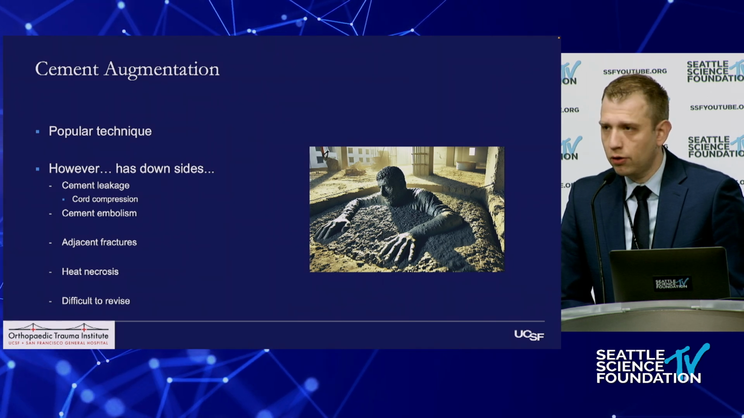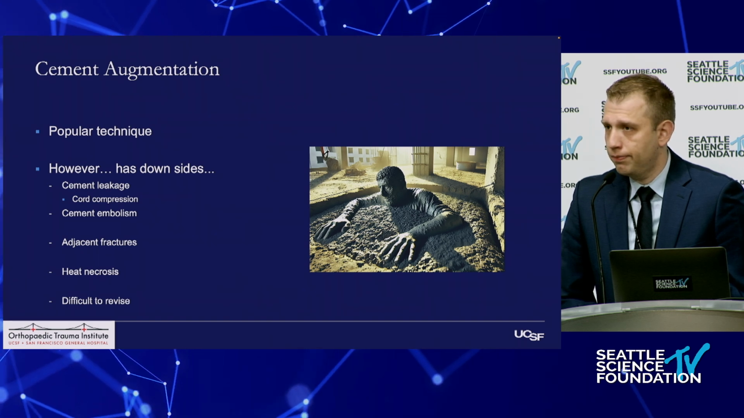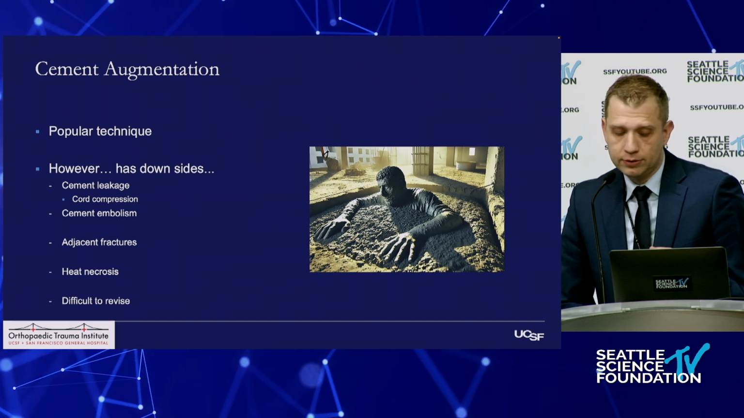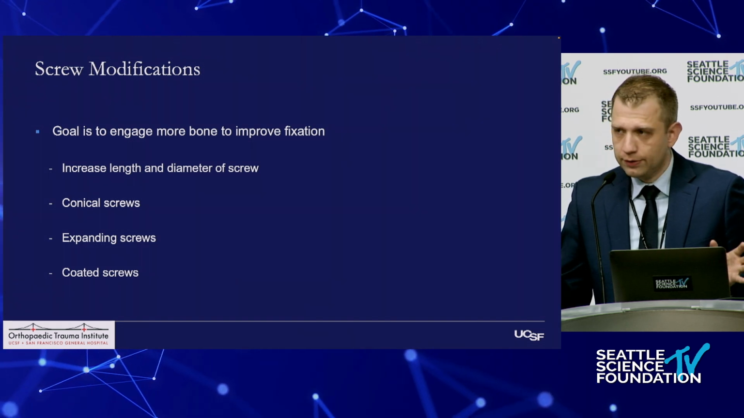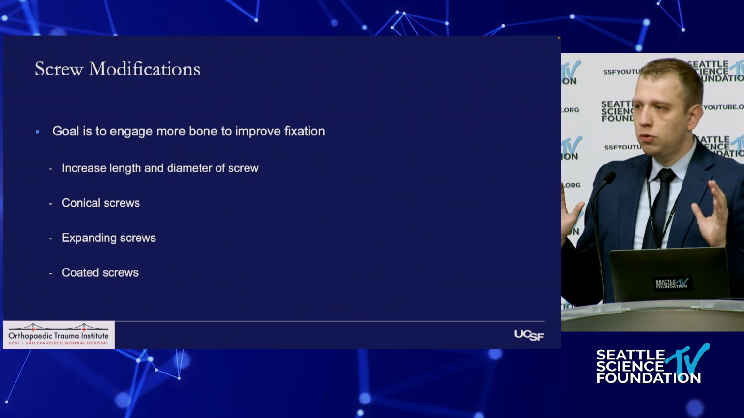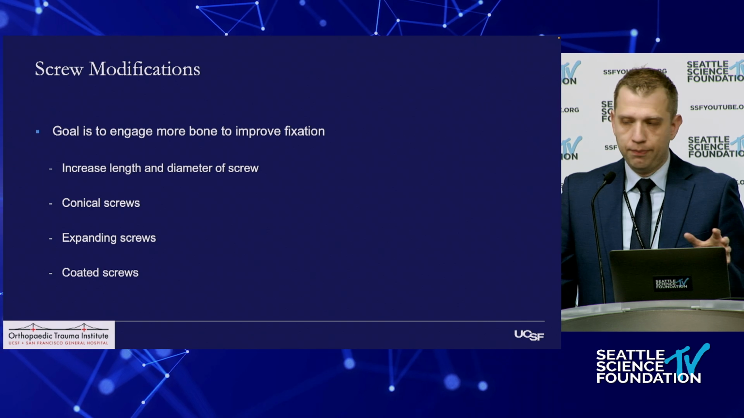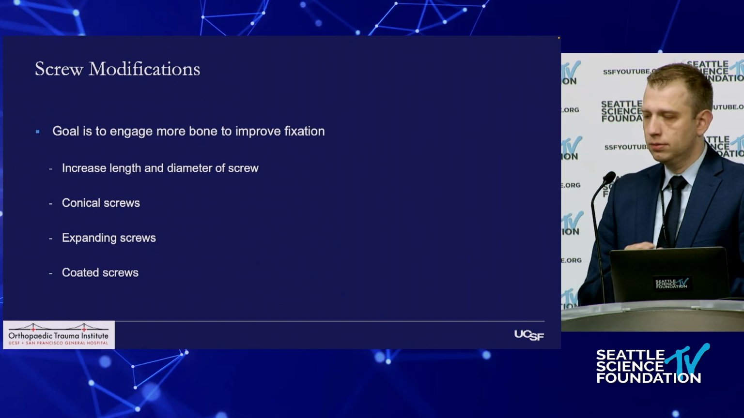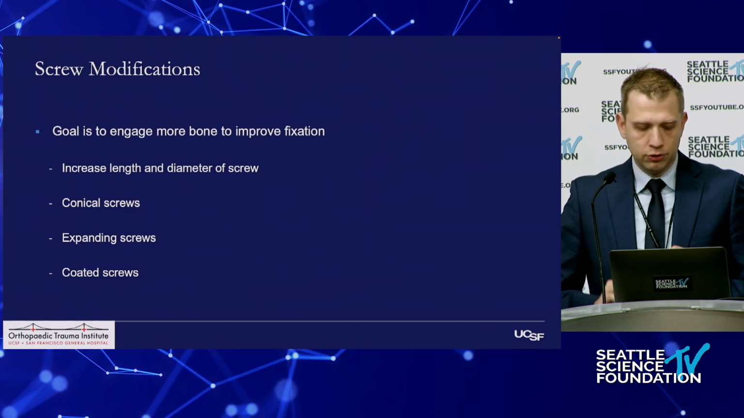And so I'm going to go over some tips and tricks of what you could do to address osteoporotic bone in trauma that does not involve cement. So first thing is screw modifications. Overall, it's quite simple. We want as much of the screw to engage the bone to improve fixation. Very simple. Increase pull-out strength, it goes better.